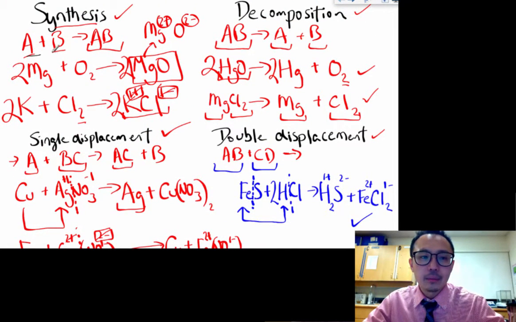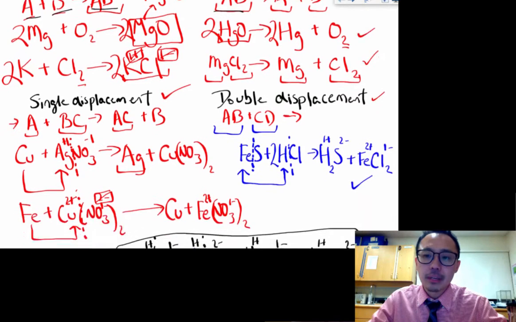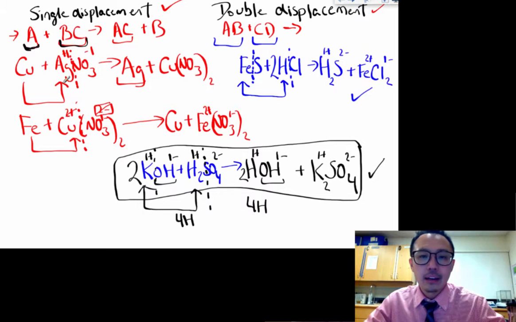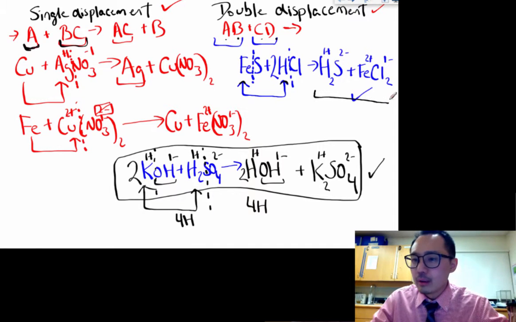Synthesis, basic, buildup. You form one big thing. Decomposition, breakdown. One big thing breaks down into smaller pieces. Single displacement, you have 3 different things. So you have one by itself and one that is combined in an ion form. So you just switch the places with your cation. Double displacement, 4 things, and just one cation switch. So your Fe and your H will switch in this case. Your products can vary.